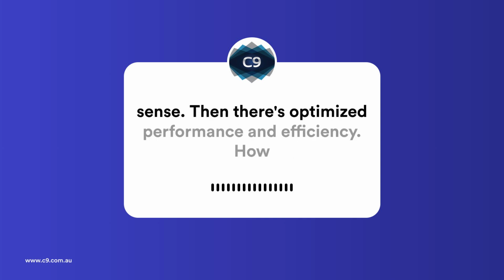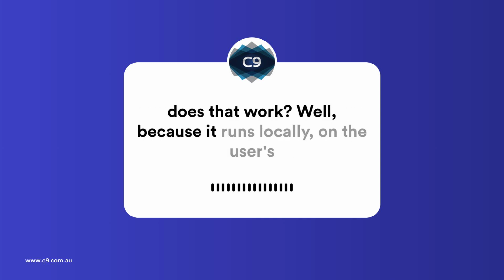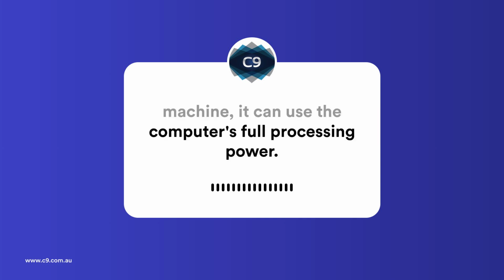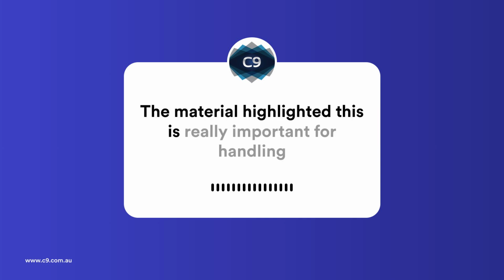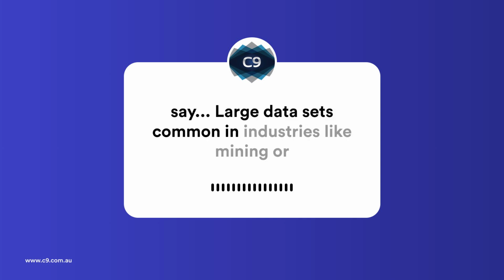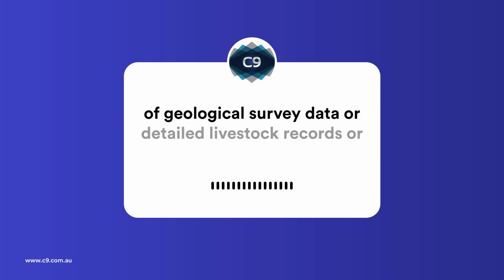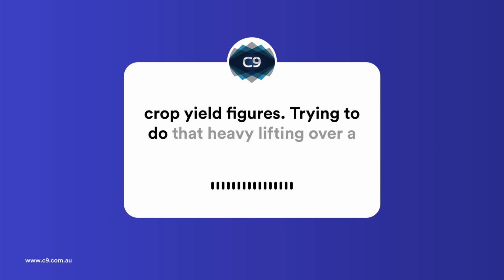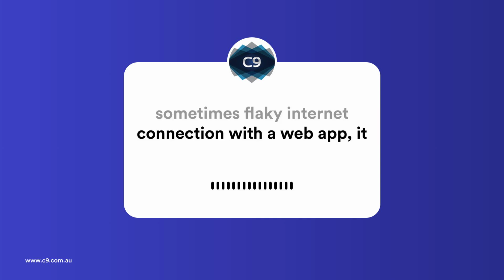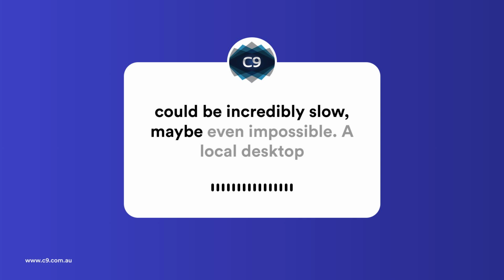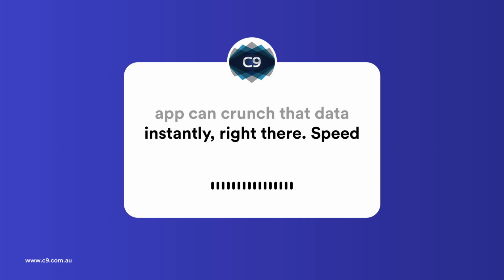Makes sense. Then there's optimized performance and efficiency. How does that work? Well, because it runs locally on the user's machine, it can use the computer's full processing power. The material highlighted this is really important for handling, say, large data sets common in industries like mining or agriculture. Right. Imagine trying to process massive amounts of geological survey data or detailed livestock records or crop yield figures. Trying to do that heavy lifting over a sometimes flaky internet connection with a web app, it could be incredibly slow, maybe even impossible. A local desktop app can crunch that data instantly, right there.